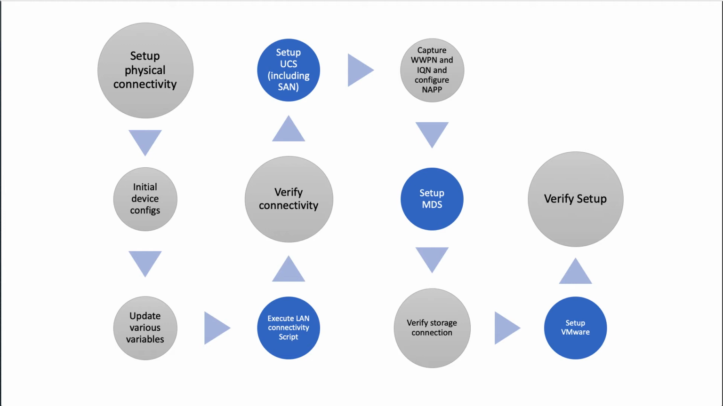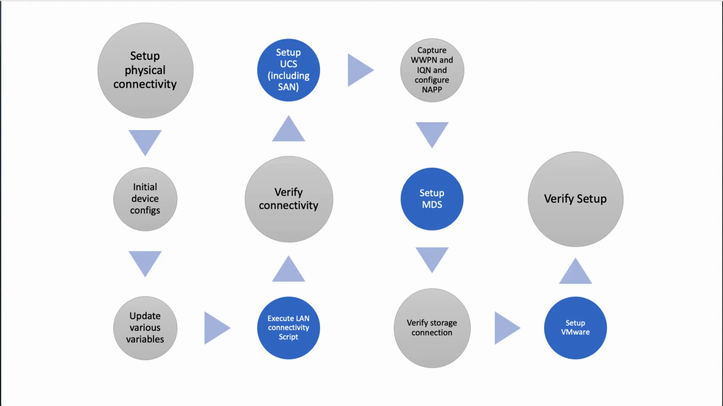So the Ansible framework for converged infrastructure configuration is broken down into various steps. The first step is to physically connect all the various devices together. Then the second step is someone needs to go in and perform the initial device configuration, including assigning management IP addresses to these devices so that Ansible can access these devices for future configurations.